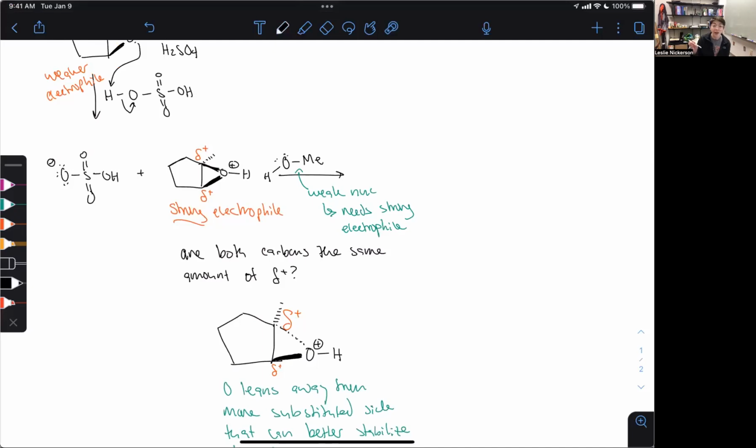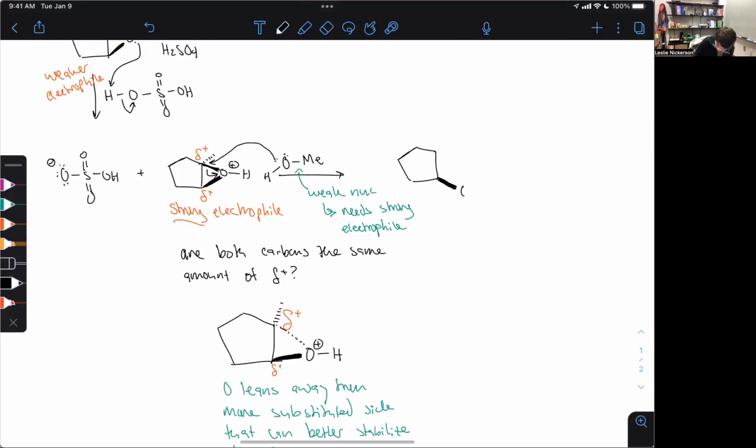Okay, so I need to be attacking the strongest, most electron poor location. So we're going to attack at the carbon with the biggest delta plus, and then we're going to open up that epoxide. Our arrows here are identical to the ones that we saw in the strong nucleophile video, but the location that we are attacking is opposite. Okay, so we're going to open up our epoxide.